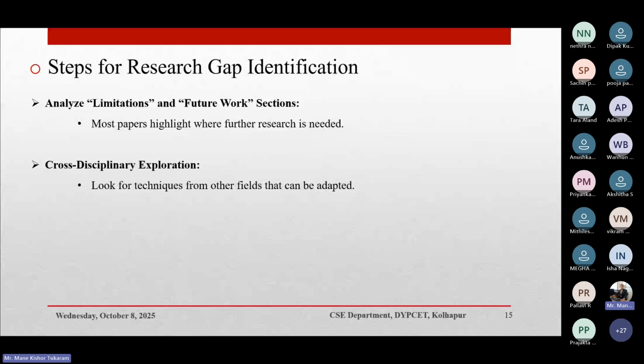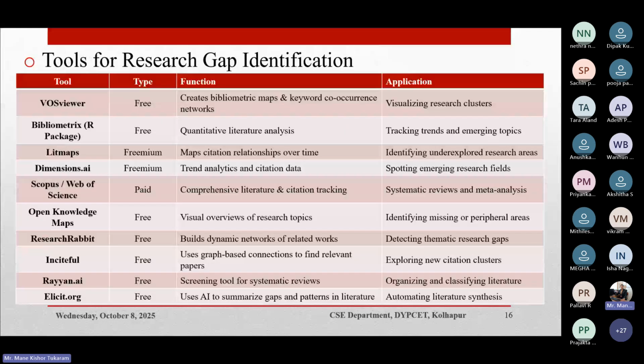Okay, so these are a few more tools to identify the research gaps. So the first one is Osbeer. So this is one particular app which we need to download and install. Again, same like Bibliometrix. So it is again one particular package which is used.